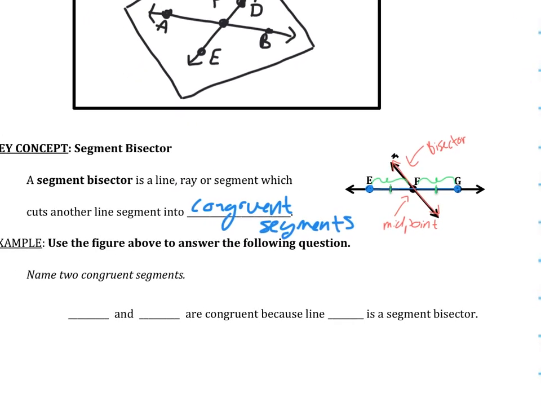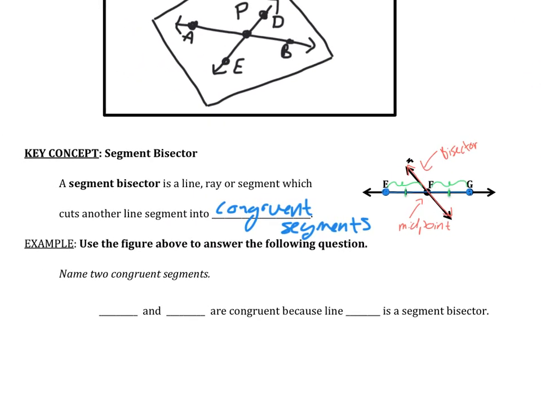Okay, so we're going to use this to answer some questions. Name two congruent segments. Well, we can look on there and say, all right, anything with one tick mark is congruent. So that's segment EF and segment FG are congruent because line N is a segment bisector. We know they're congruent because N cut that original segment into two congruent parts.